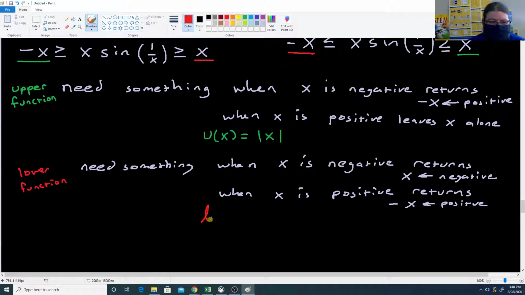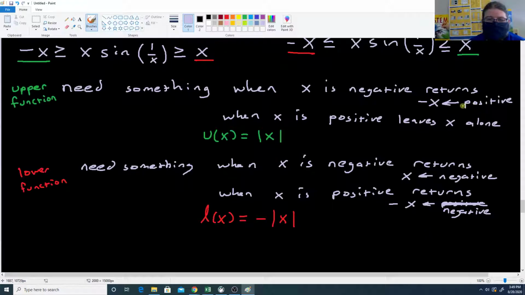So the lower function, if we think about it a little bit, is going to be negative of absolute value of x. If I put a negative number in there like negative 7, absolute value of negative 7 is positive 7, but then it gets made negative. So negative 7 gets left alone and just stays as negative 7. If we put a positive number in there like positive 3, well then absolute value of positive 3 is 3. The extra negative makes it a negative 3. Sorry, x is positive, minus a positive will be negative.